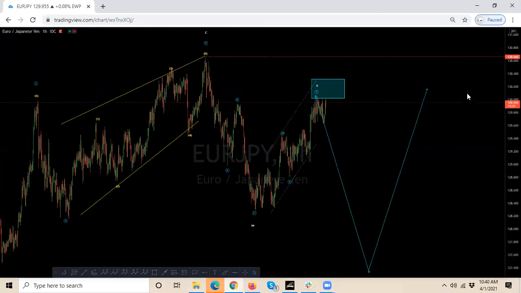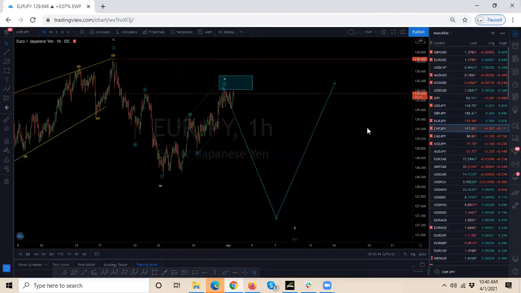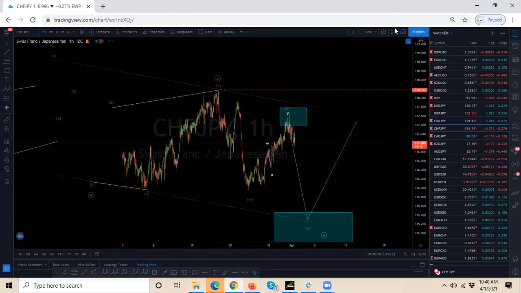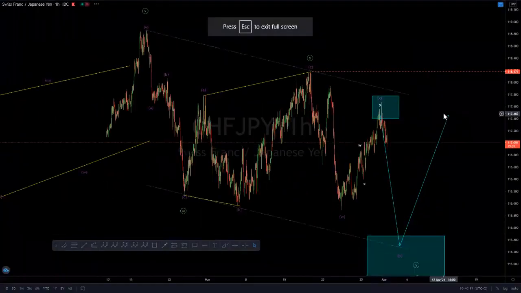Right, let's move forward. There are quite a number of pairs that are setting up, guys, so I'll try to go as quickly as I can. Right, CHF JPY. This is one of the trades here.